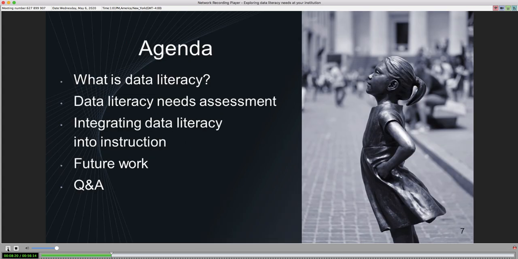So today, our agenda, and I hope these are the things that are going to be interesting to you. We're going to talk a little bit about what data literacy is, particularly in the context that we're using it today. We're going to talk about doing a data literacy needs assessment for your institution. We're going to talk about integrating data literacy into instruction and also other outcomes that might come from your data literacy needs assessment. We're going to talk about the future work we're planning to do, and then we're going to have some time for questions and answers.